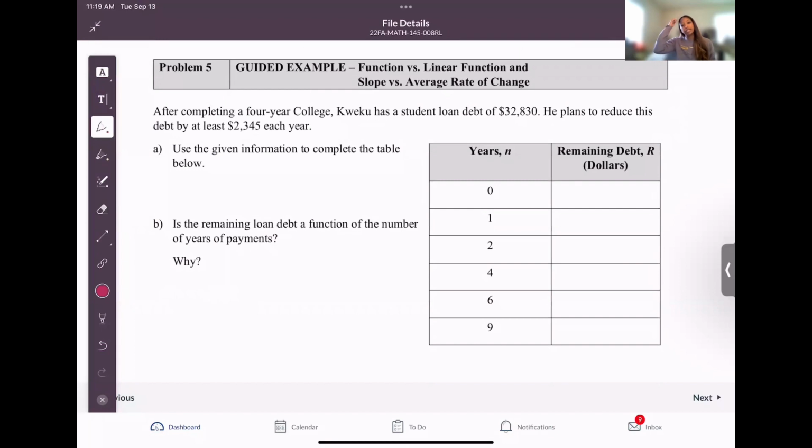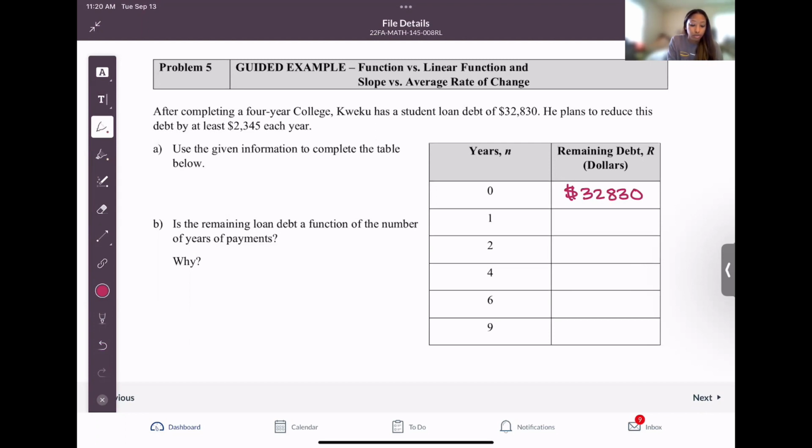We're going to go to number 5, which is a guided example. Function versus a linear function, and the slope versus the average rate of change. After completing a 4-year college, Huiku has a student loan debt of $32,830. He plans to reduce this debt by at least $2,345 each year. Use the given information to complete the table below. So in year 0, he's starting off with $32,830 in debt. Each year, he's going to decrease it by $2,345. So we can subtract that amount for each year.